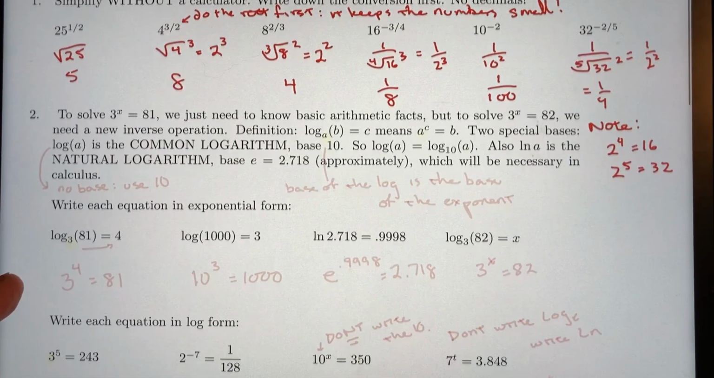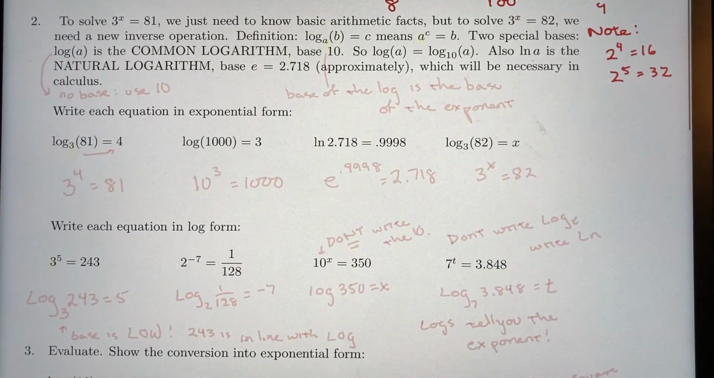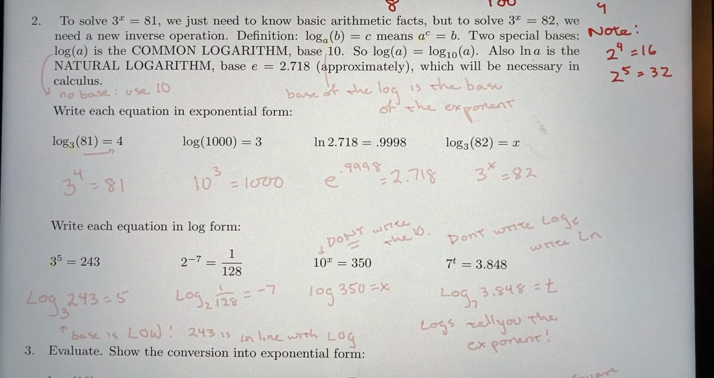Okay, so let's read this because this is kind of important. To solve 3 to the x is 81, basic arithmetic facts, because 3 times 3 times 3 times 3 is 81, so x is 4. But if I wanted to solve 3 to the x equals 82, I need to be able to scrape the x out of the exponent. And we have a new definition, logarithms. You've heard about them. They're fun.